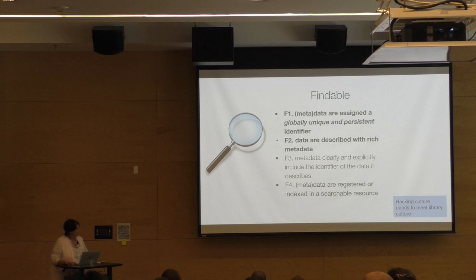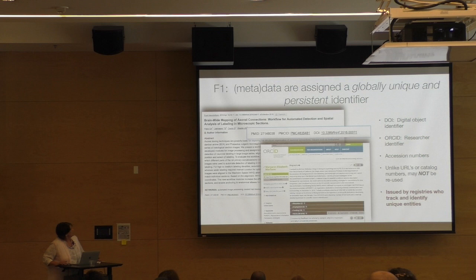So the first one is that metadata or data are assigned a globally unique and persistent identifier. What that means is that every artifact has an identifier that is not used anywhere else in the world. As we'll see, generally those identifiers are resolvable. That is, if you use the appropriate service, you can be taken to that artifact.